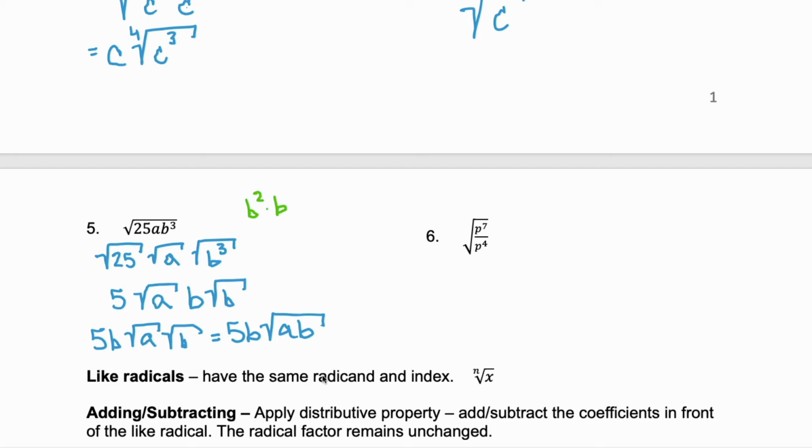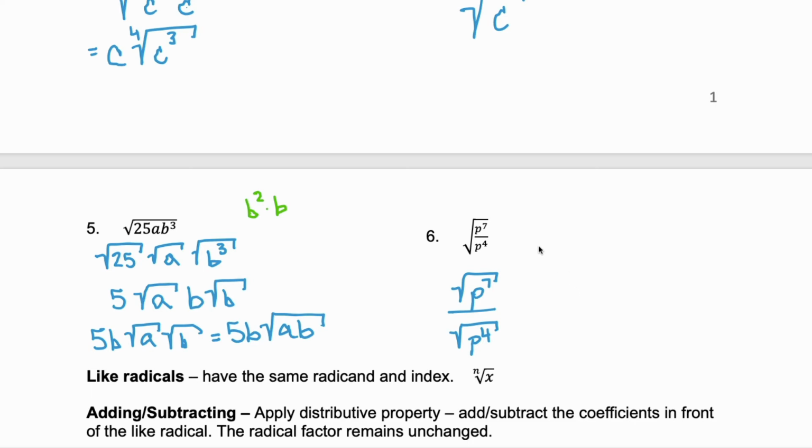Now, example 6, notice that we have division. So here we can use that quotient property. We can either break each of these numerators and denominators up into separate square roots. So we could break this into the square root of p to the 7th over the square root of p to the 4th, and we can simplify that way.